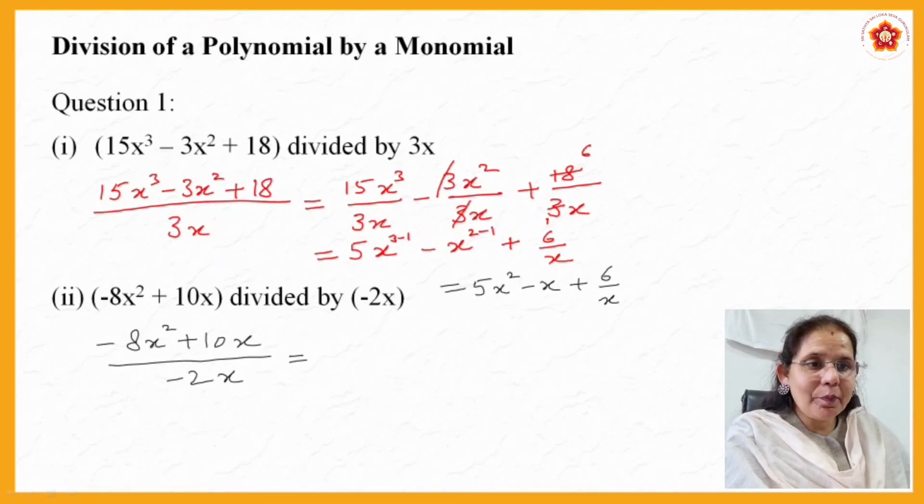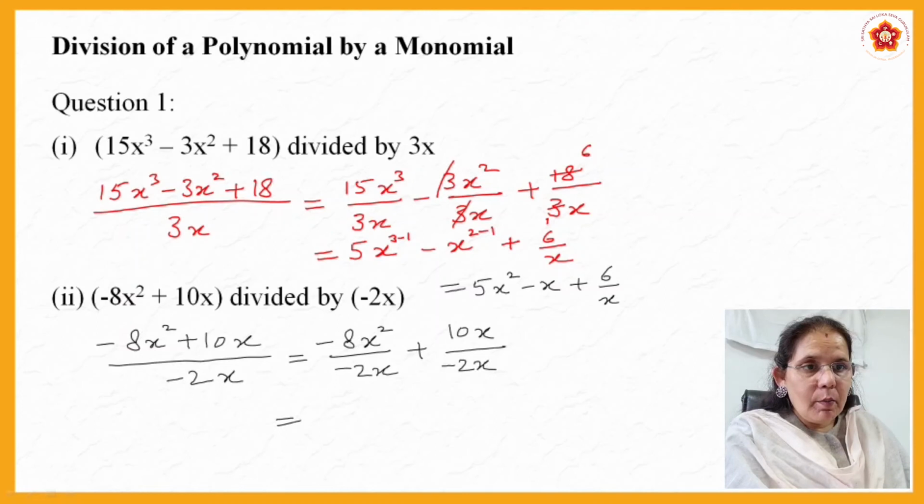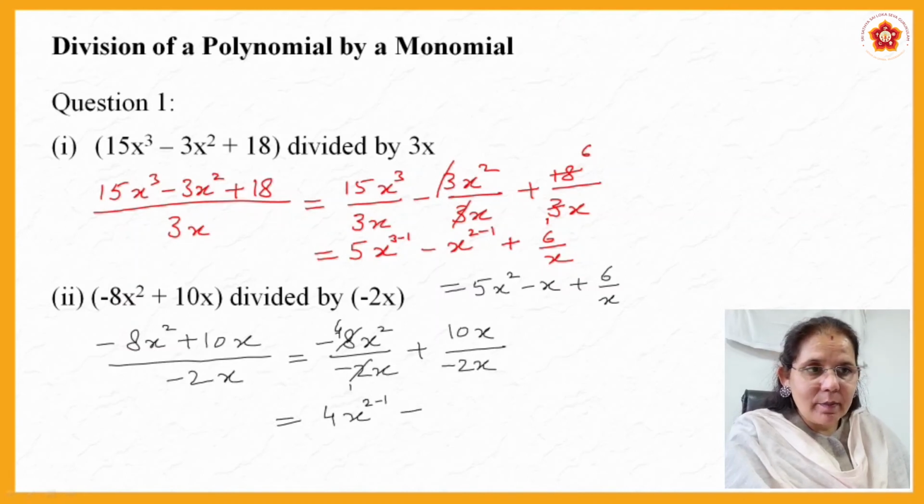Again, separate them. 8x squared divided by minus 2x. Then I have 10x divided by minus 2x. Let's simplify. Minus minus will get cancelled. We'll get plus answer in plus. So 2 ones are 2, 2 fours are 8. So 4 x raised to the power 2 minus 1. Powers will be subtracted. And 1 plus and 1 minus is there, so it will be minus.